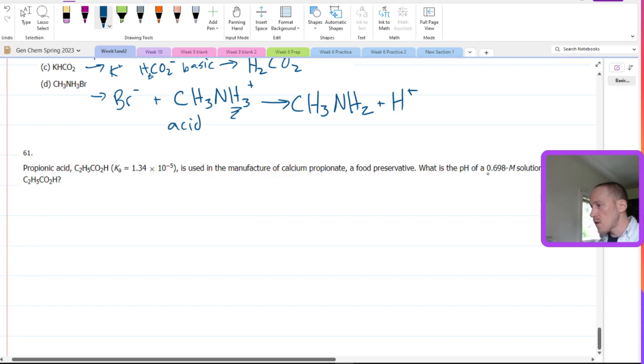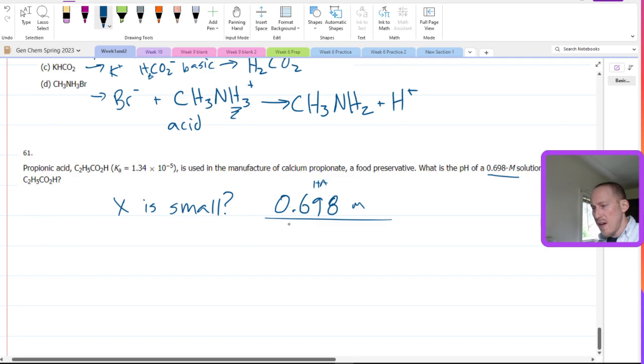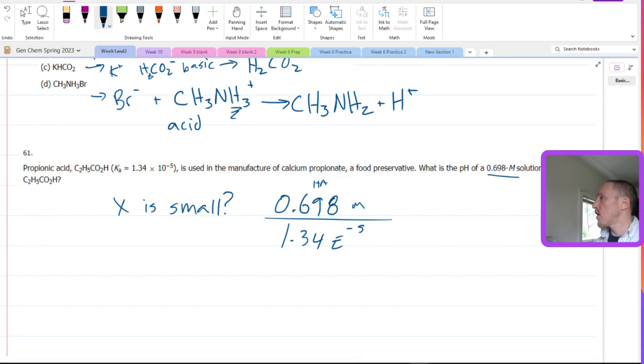Okay, so first off, let's test for whether x is small. Our concentration of HA is that. Our Ka is 1.34 times 10 to the minus fifth. I'm pretty much thinking x is going to be small, but let's just verify it. So 0.698 divided by 1.34 times 10 to the minus fifth. Oh yeah, way over 400. So x is small, so we're going to roll with that.